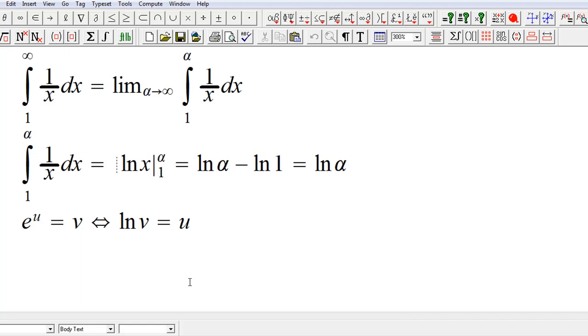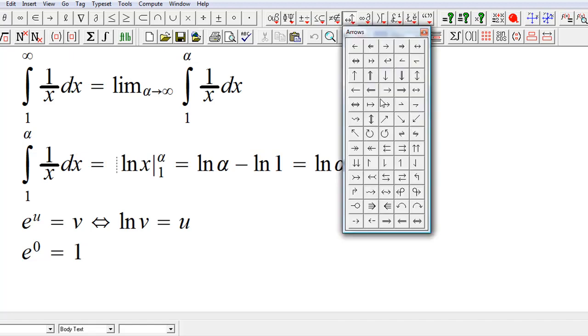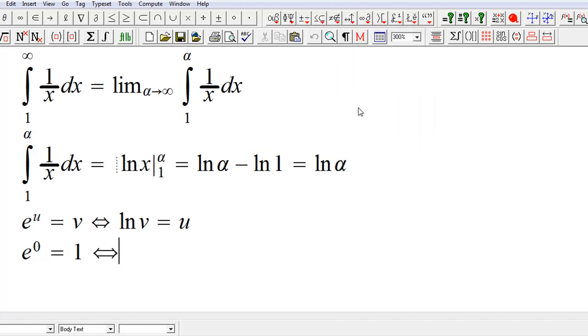Very good. So, e to the 0 is what? 1. You understand that, right? Because any non-zero number to the power 0 is 1. Although 0 to the 0 is indeterminate, remember? So V is 1, and u is 0. Do we understand it now?